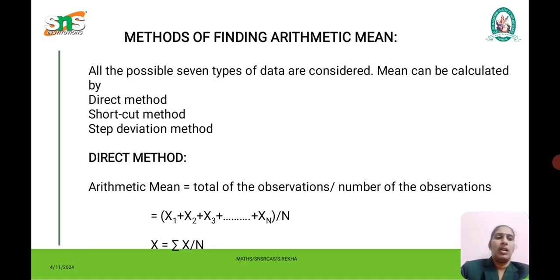One technique we are going to use is the arithmetic mean. In that we have three methods: direct method, shortcut method, and step deviation method. But we mostly adopt the first method, that is the direct method. This direct method helps us to find the arithmetic mean, and the work is very easy compared to the shortcut and the step deviation methods. If you know them you can apply them, but usually we go with the direct method itself.